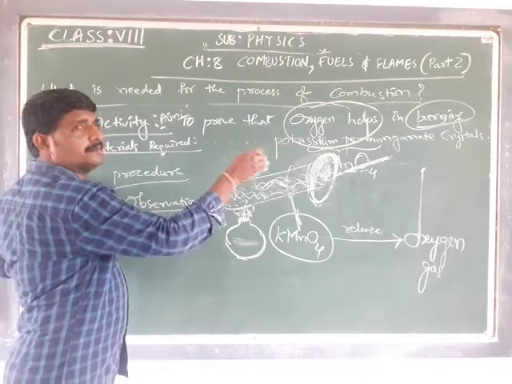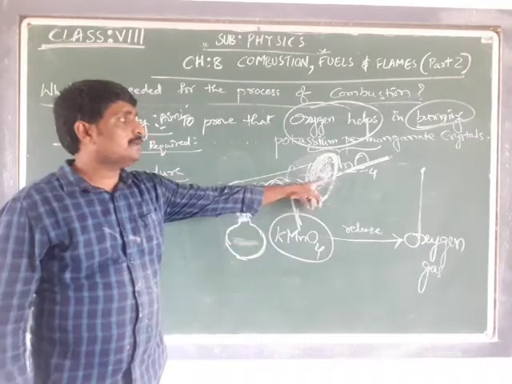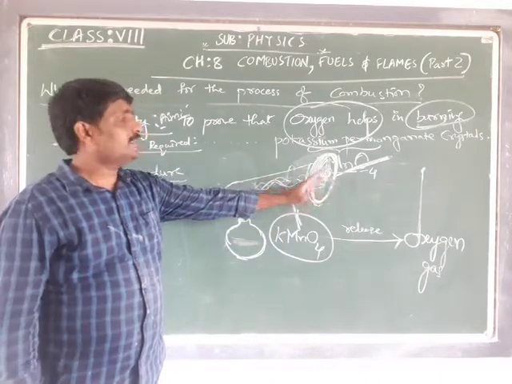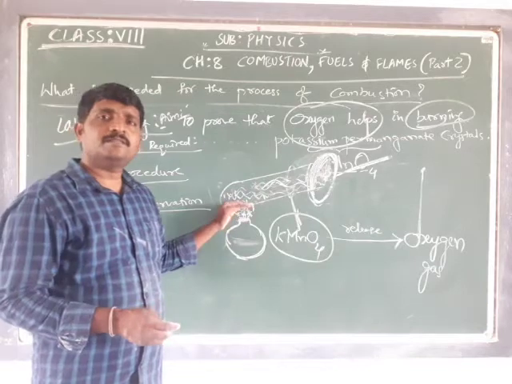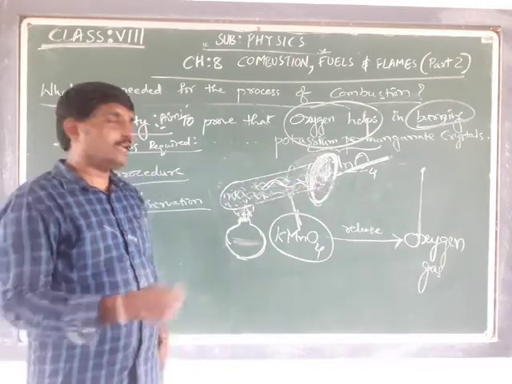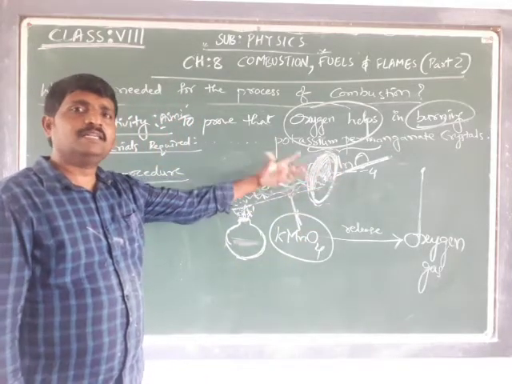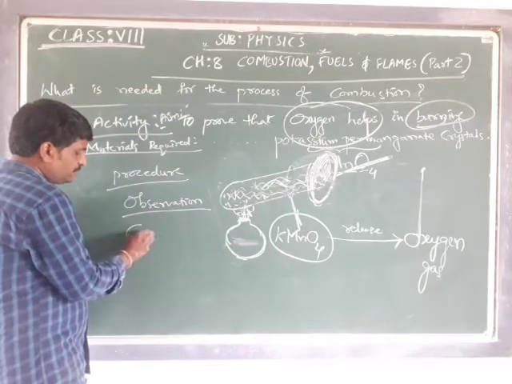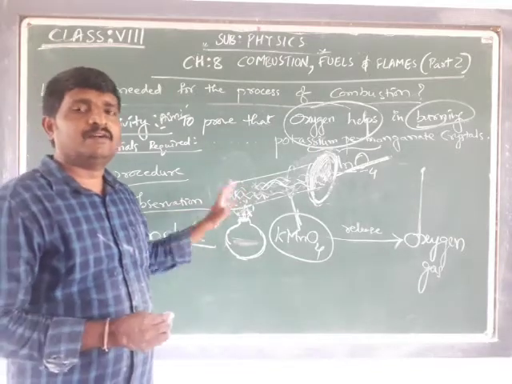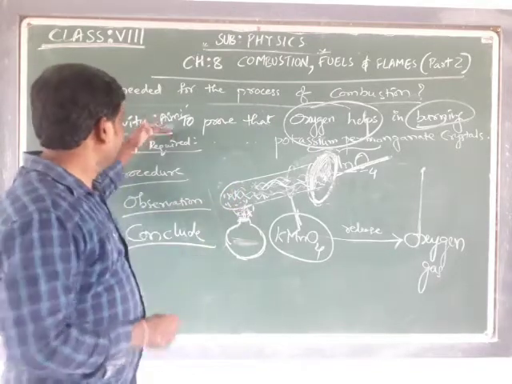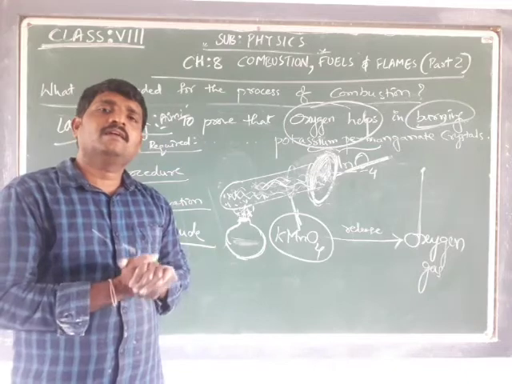See, bringing the matchstick is up to the procedure: bring the incense stick near the mouth of the test tube which contains potassium permanganate, which has been heated. That is the procedure. What do we observe? We observe that the flame of the incense stick is restored. That is the observation. After the observation, we conclude what we have understood from this activity. Like this, a minimum of 5 segments should be there for writing any activity or lab activity.